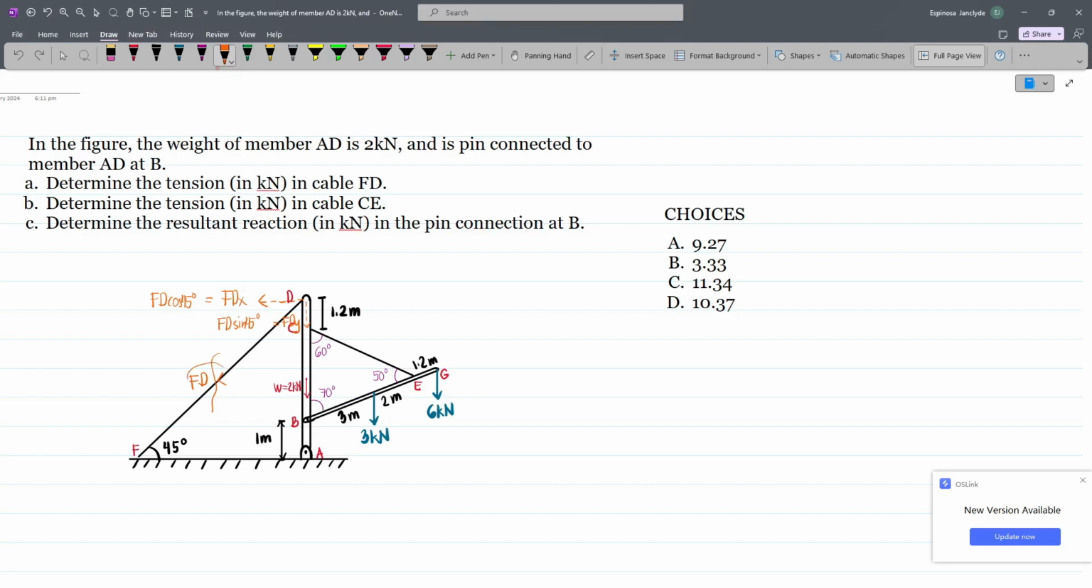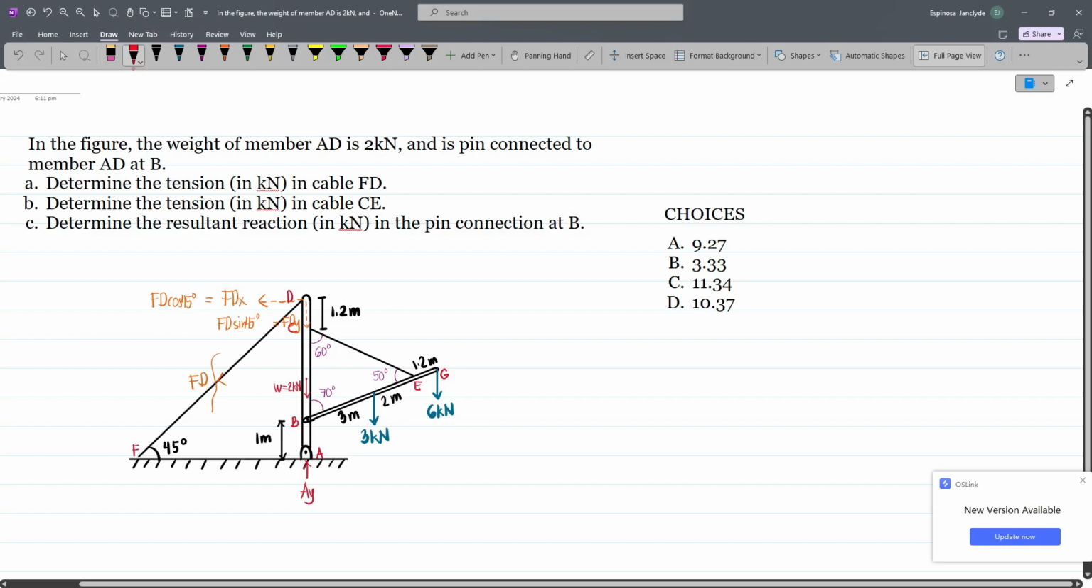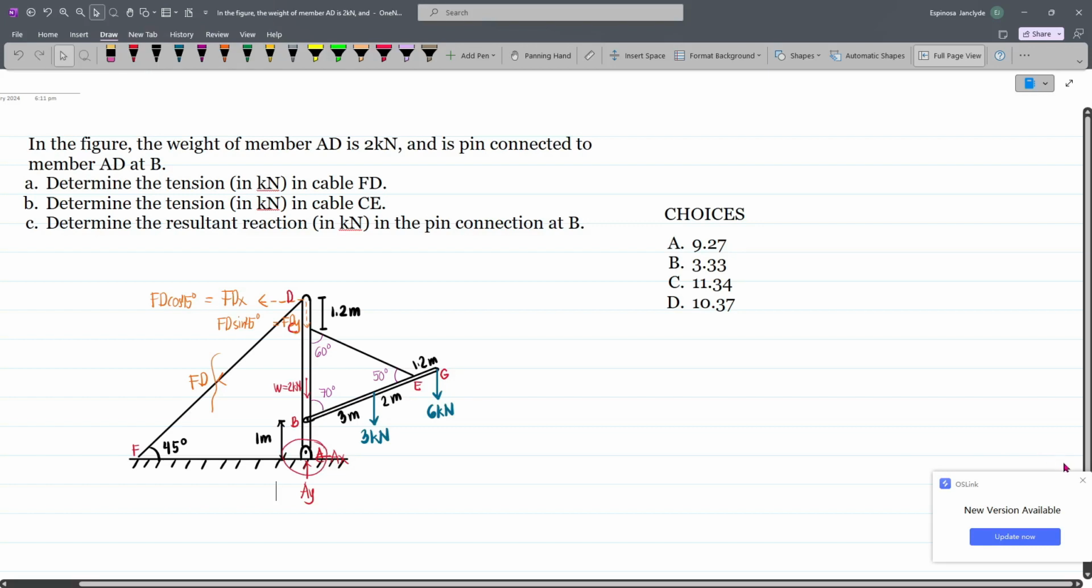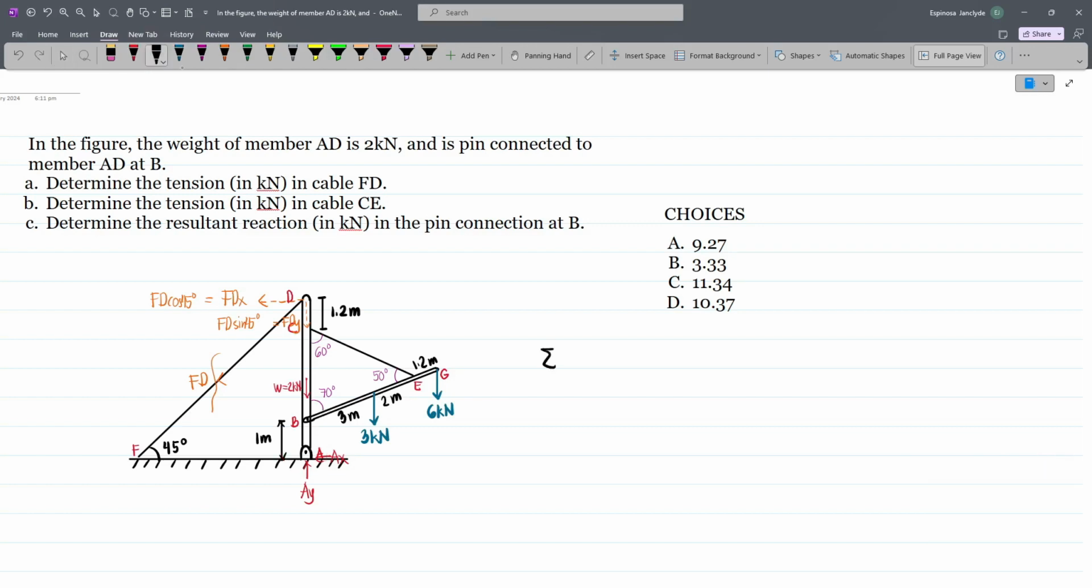Now, in order to get FD, we can take moments about A. Kasi diba, kung susulatin natin yung external reactions, meron tayong AY, and then meron din tayong AX. So, merong dalawang unknowns dito. And so that means, dyan tayo magmo-moment para ma-exclude natin yan. And so taking moments about A, we have FDX multiplied by the moment arm, which is 1.2 plus this distance, and then plus 1 meter. Now first, kailangan natin tong distance na to.